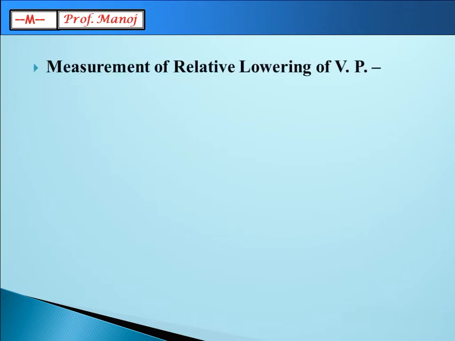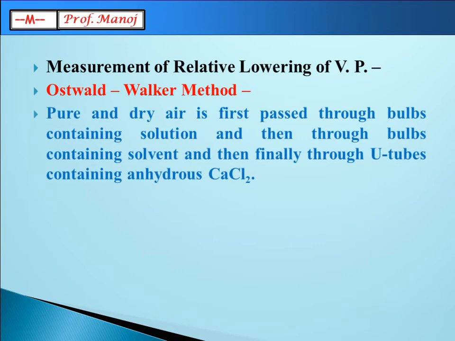How to measure relative lowering of vapor pressure practically? There is a very famous method available called the Ostwald-Walker method. The process can be described in this way. First of all, pure and dry air is generated through a device. It is passed first through bulbs containing solution and then through bulbs containing solvent. Later, in stage number 3, it is passed through U-shaped tubes containing anhydrous calcium chloride.